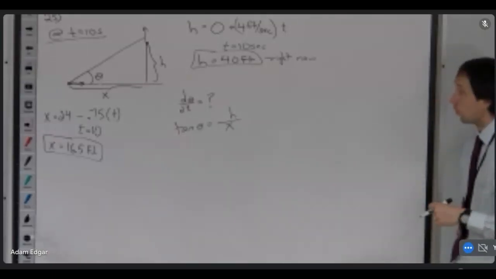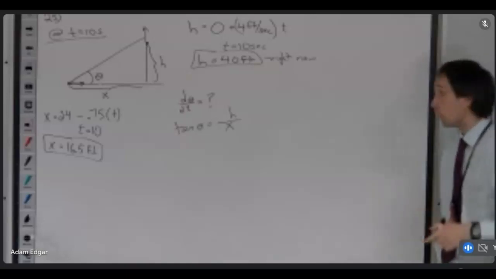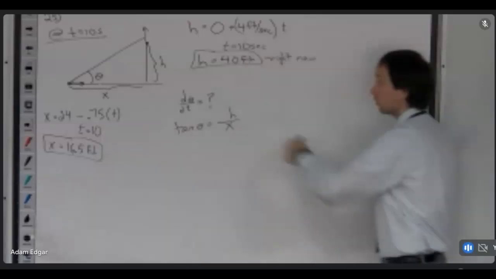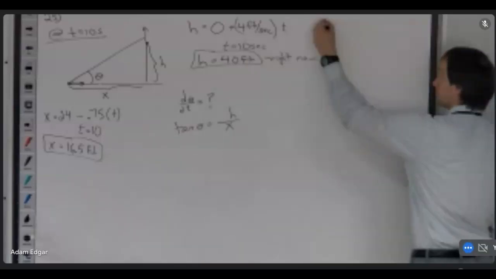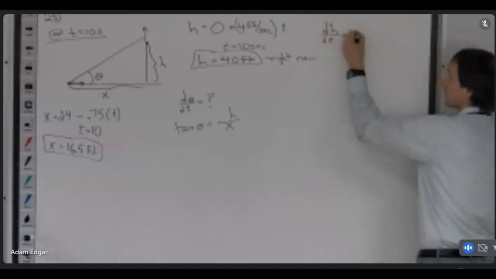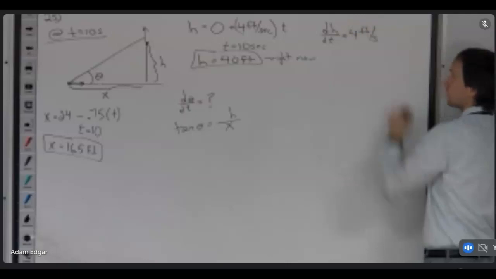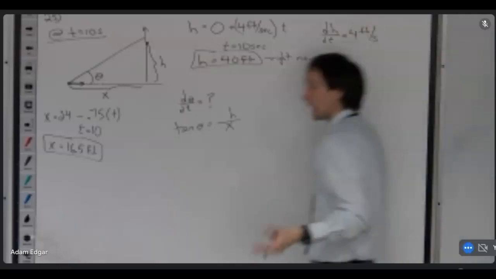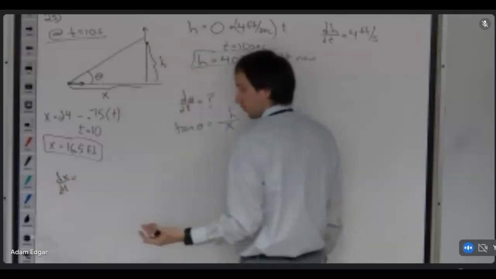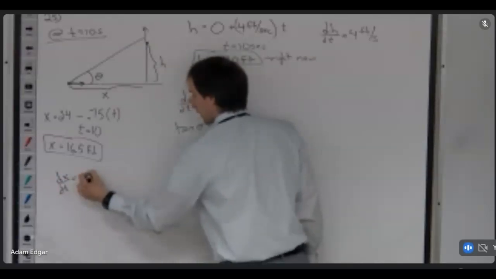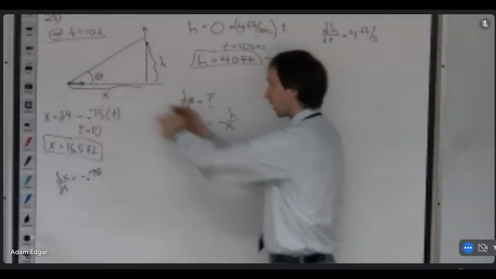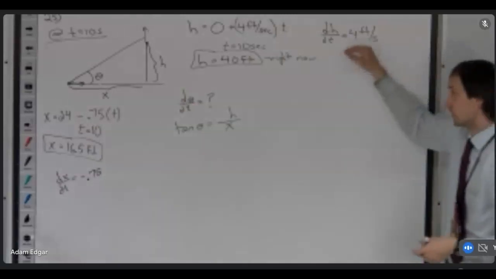Oh boy. The good news is we know h right now. We know x right now. We know dh dt. Because what's dh dt? 4, because that's the speed of the elevator. So let's give it a name. That's dh dt. We know dx dt. That's how fast you're running. So what's dx dt? 0.75, and it is negative because that's making x smaller. dh dt is positive because that's making h bigger because it's going up.